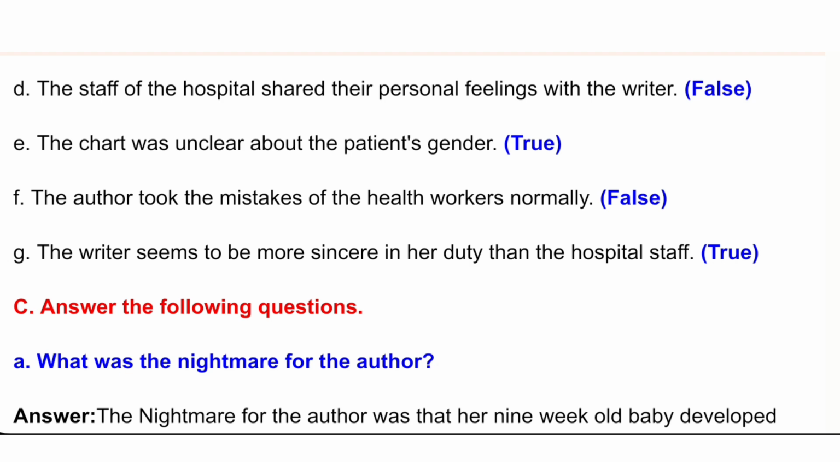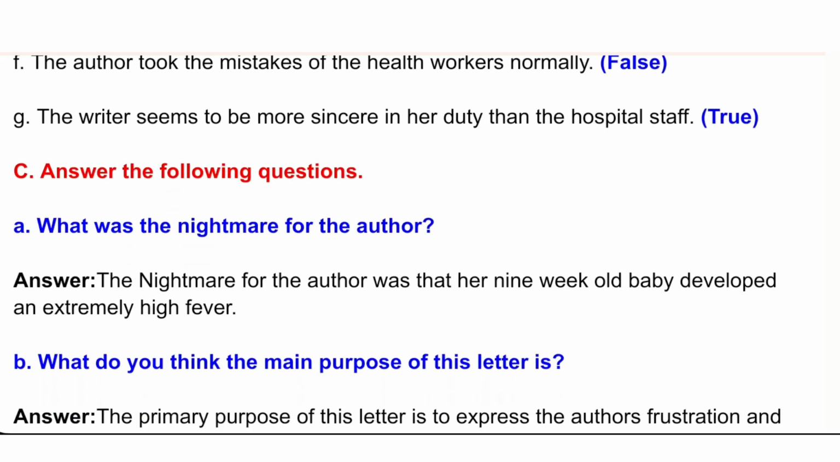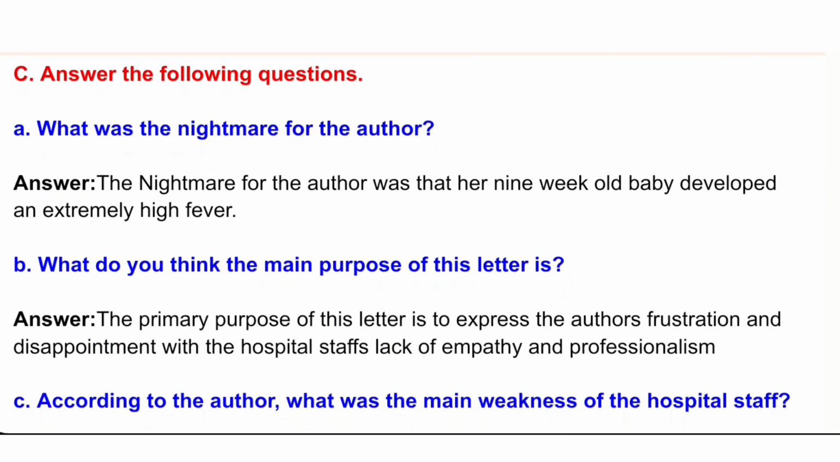D. The staff of the hospital shared their personal feelings with the writer. False. E. The chart was unclear about the patient's gender. True. F. The author took the mistakes of the health workers normally. False. G. The writer seems to be more sincere in her duty than the hospital staff. True.